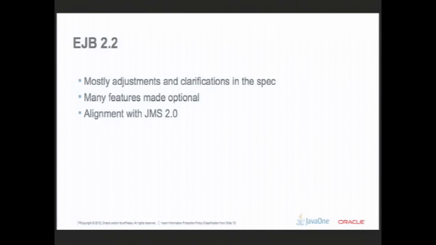EJB 2.2, for completeness, is alignment with JMS 2.0, which is a major revision, is obviously the obvious item that I would expect here. Other than that, it's mostly small adjustments to the behavior.